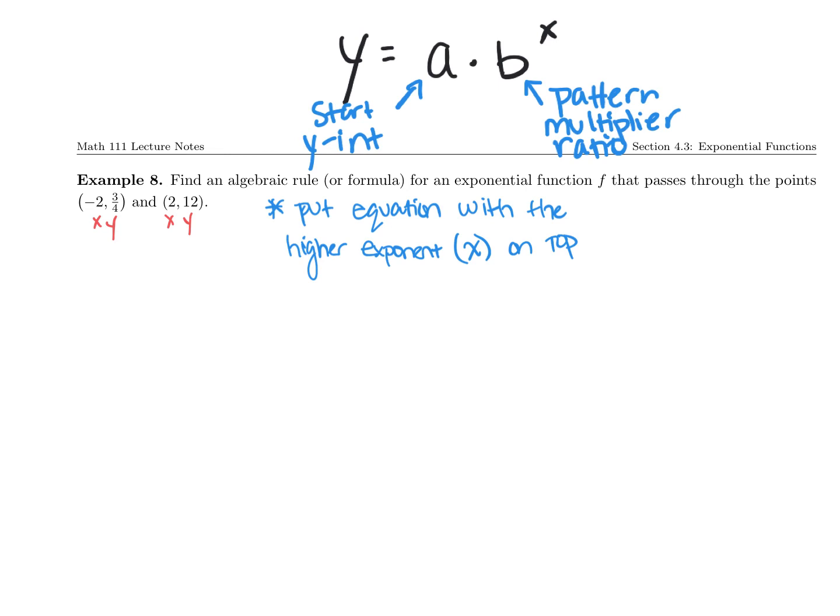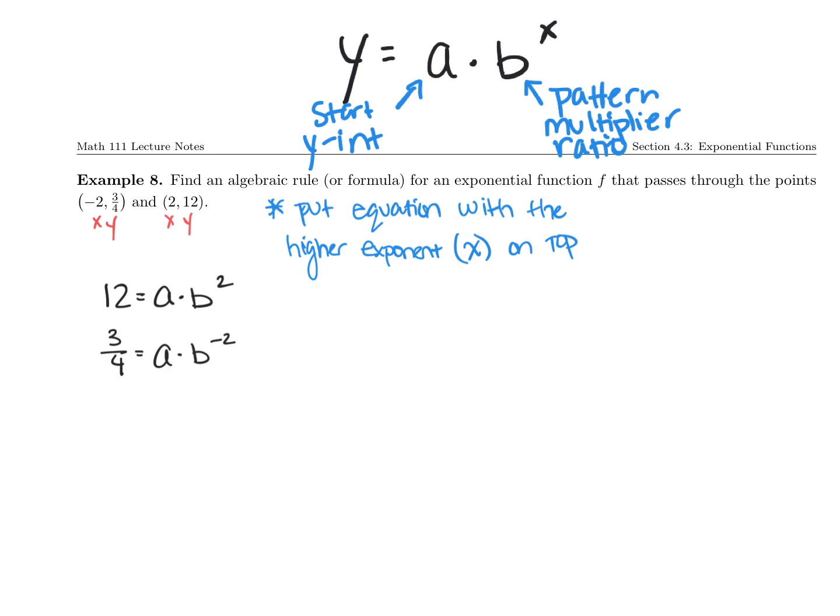You're still going to get the same answer whichever equation you put on top, but if you put the equation with the higher x value or exponent on top, it's going to make life much easier for you. So when we set this up, we will have 12 is equal to a times b to the power of 2, so we've plugged in our x and y, and we're going to have 3/4 is equal to a times b to the -2. So this is what I mean by on top, is we're putting one equation set up on top of the other.